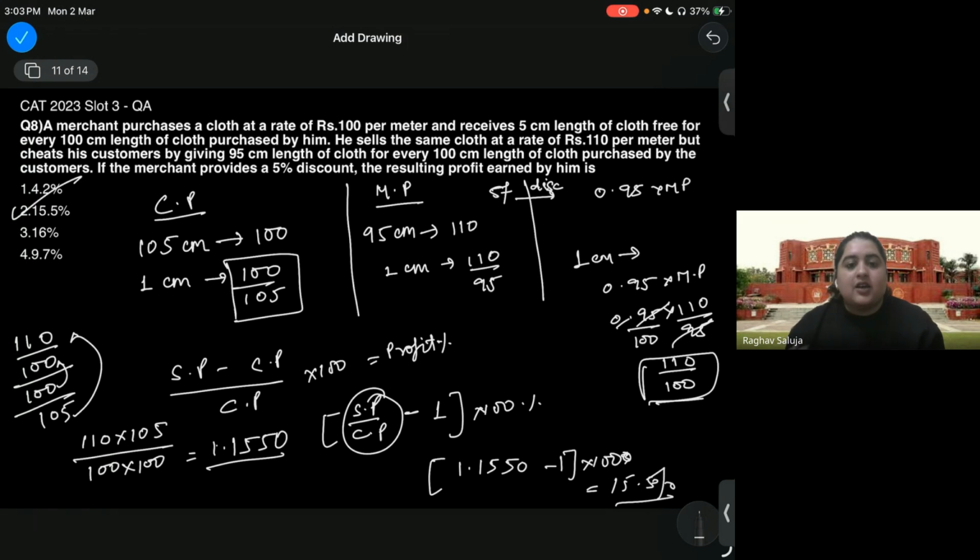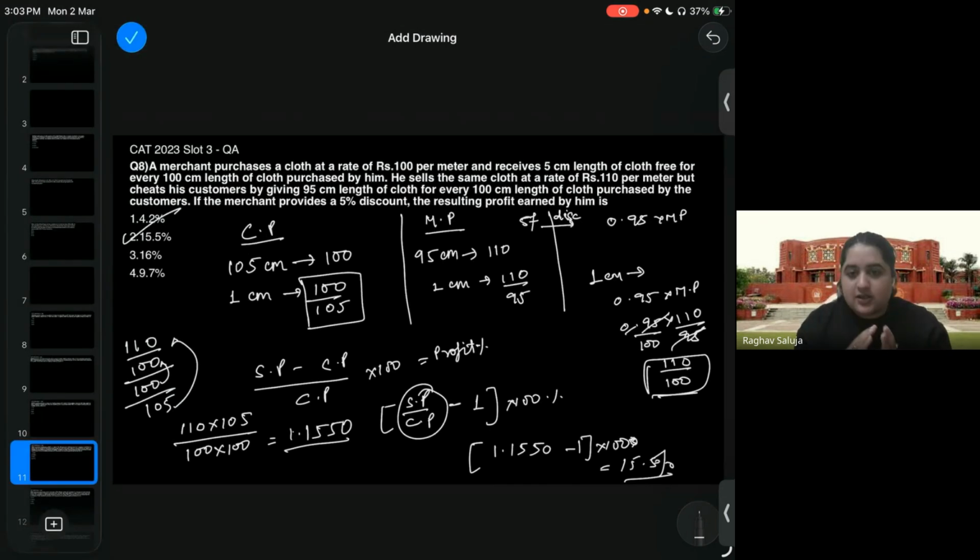People will make it a little difficult for you, saying that first you need to write the selling price as 0.95 into 1.1 into 1.05. That makes it all complicated. I want you to know how to solve these kinds of questions by heart, not by any formula, because trust me, it will make life easier for you and you will be surer of your answer also.